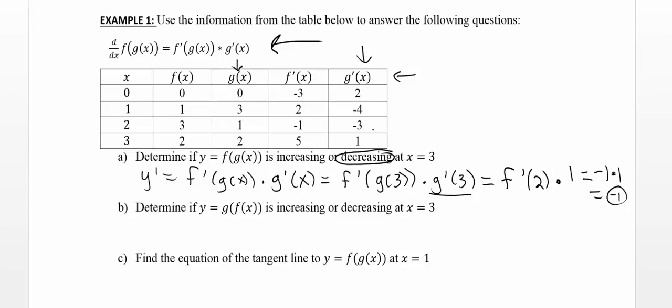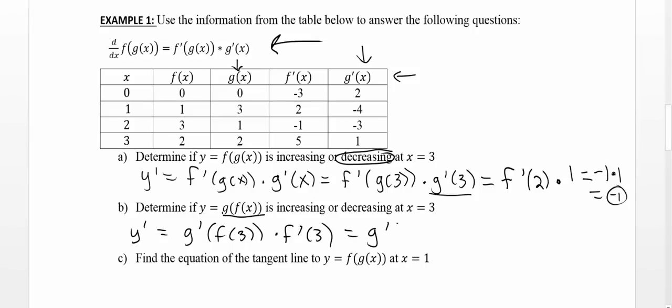Let's do part B. So we want to determine if y equals g of f of x is increasing or decreasing at x equals 3. So we're going to do something very similar to part A, only now the order of my function is a little bit different. So when I take my derivative, my outside function now is g. So I have g prime of f of 3 times f prime of 3. Since f is my inside function, that's the one that I'm multiplying on the outside as the derivative, f prime of 3. So again, I want to find the values that I can see here.